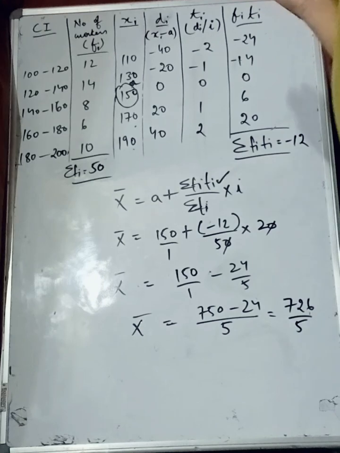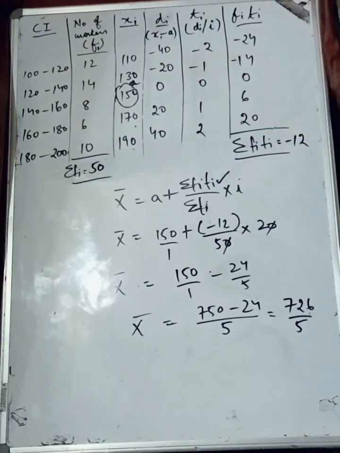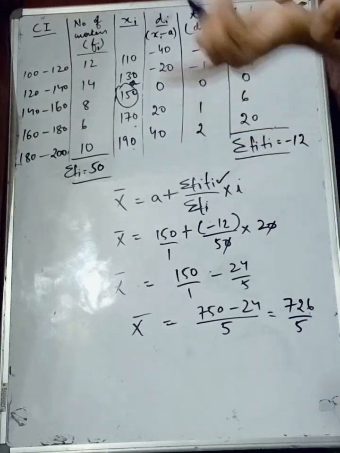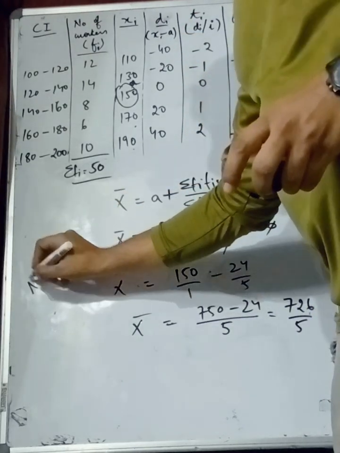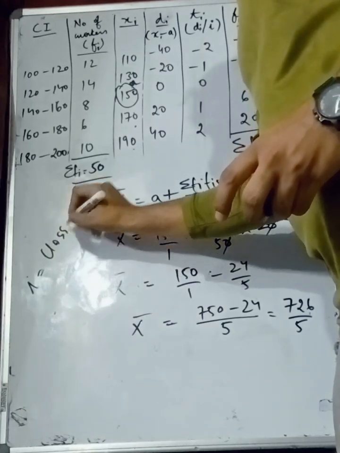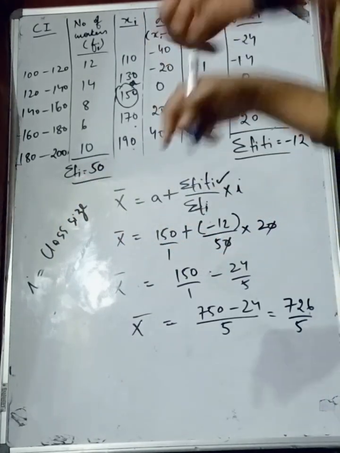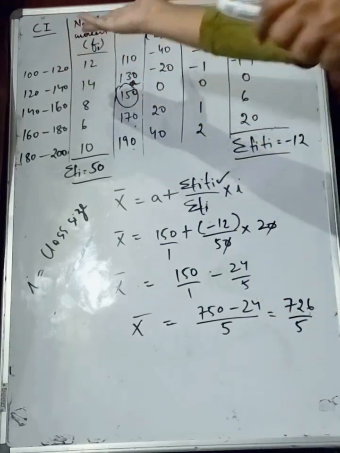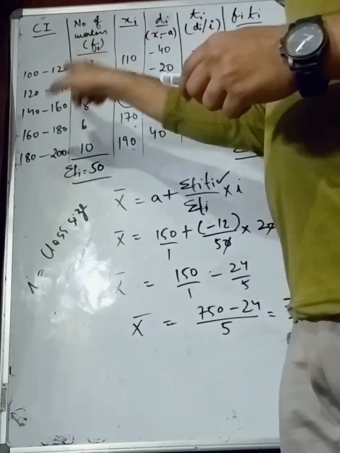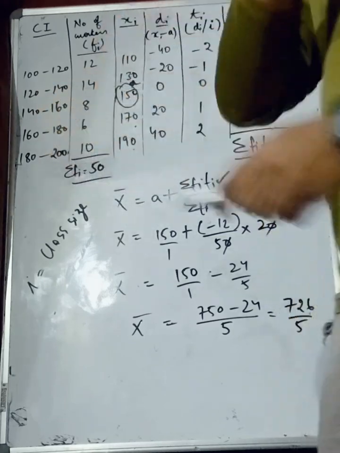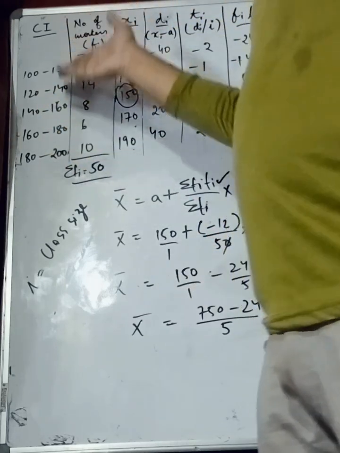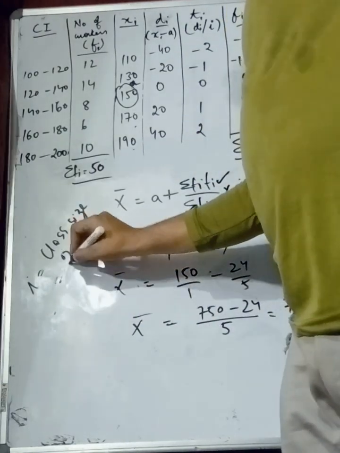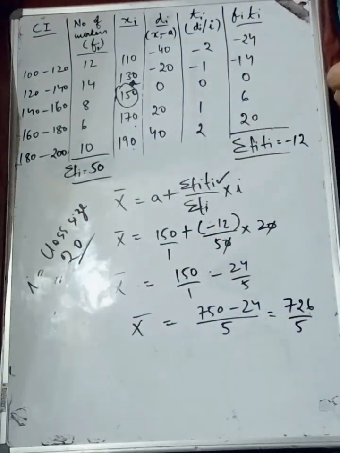What is the formula for calculating ti? Di upon i. What is d? We have already calculated it. And what is i? I is the class size, or the gap of the class interval. What is the gap over here? 120 minus 100, 20. A gap of 20 is there at every class interval. So i is the class size, and the class size is 20.